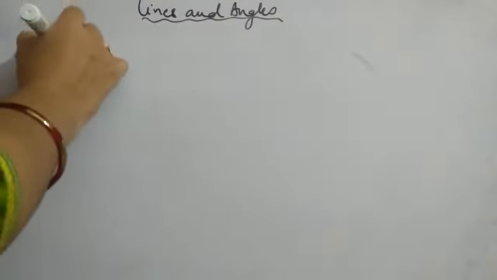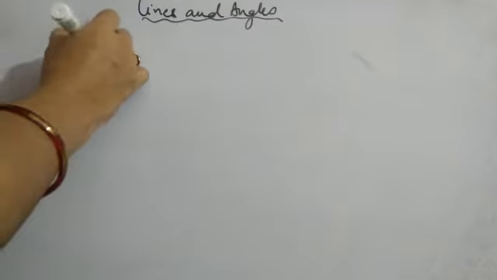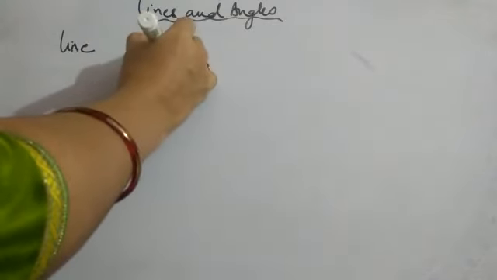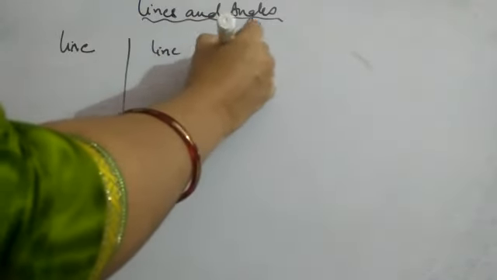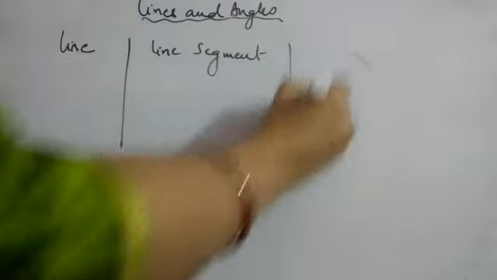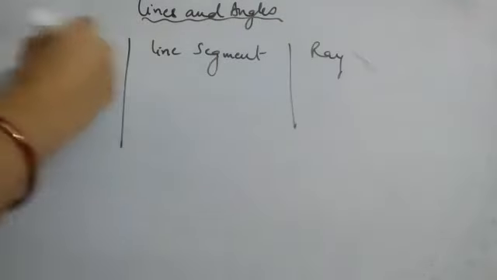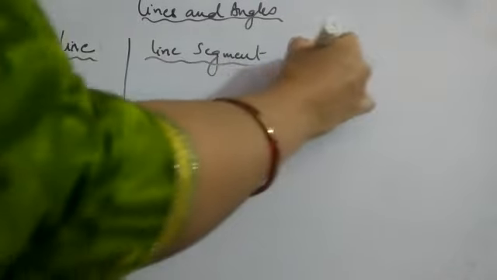Now today in this video we'll be starting with lines and angles. For lines and angles, the first thing we should know is what is a line, line segment and ray. Okay, we should know the difference between these.